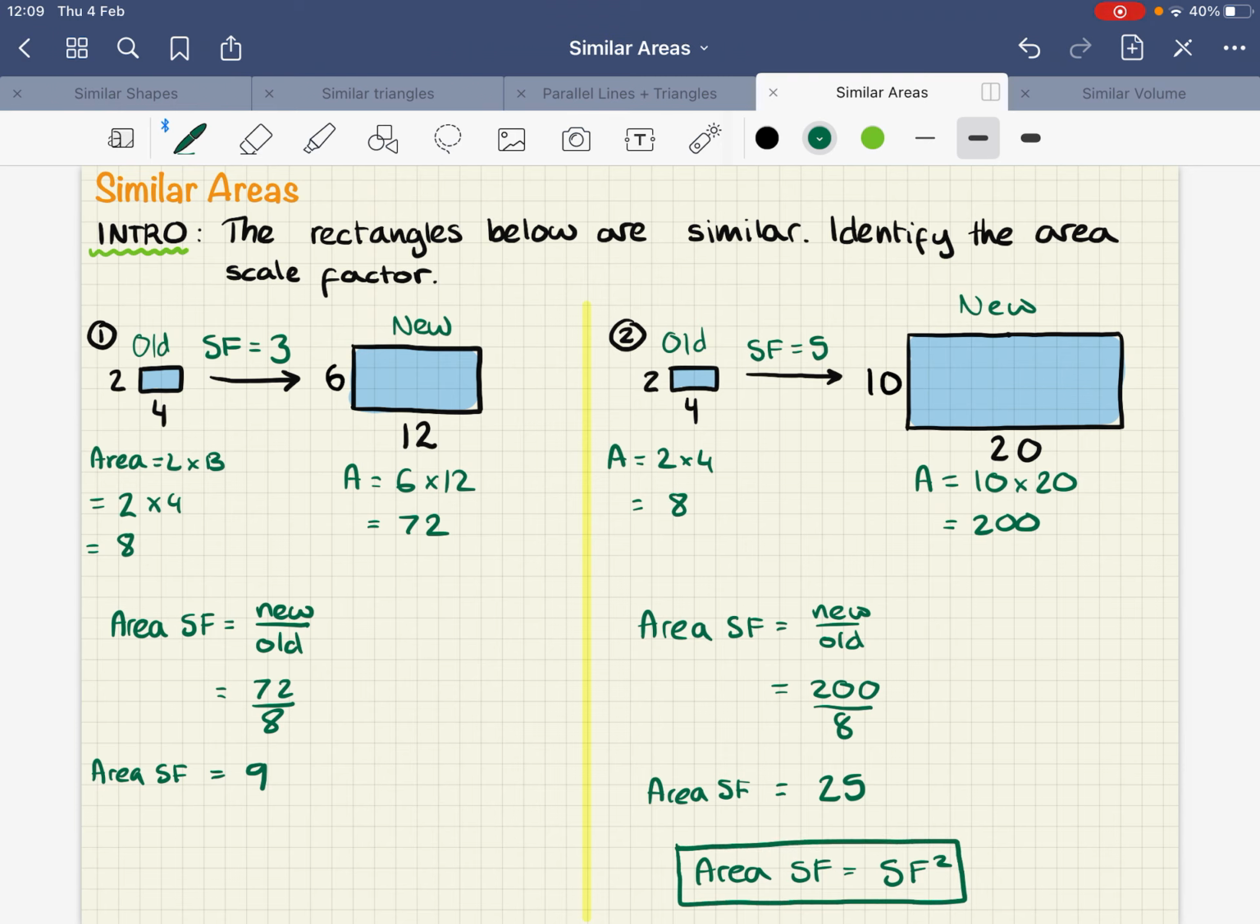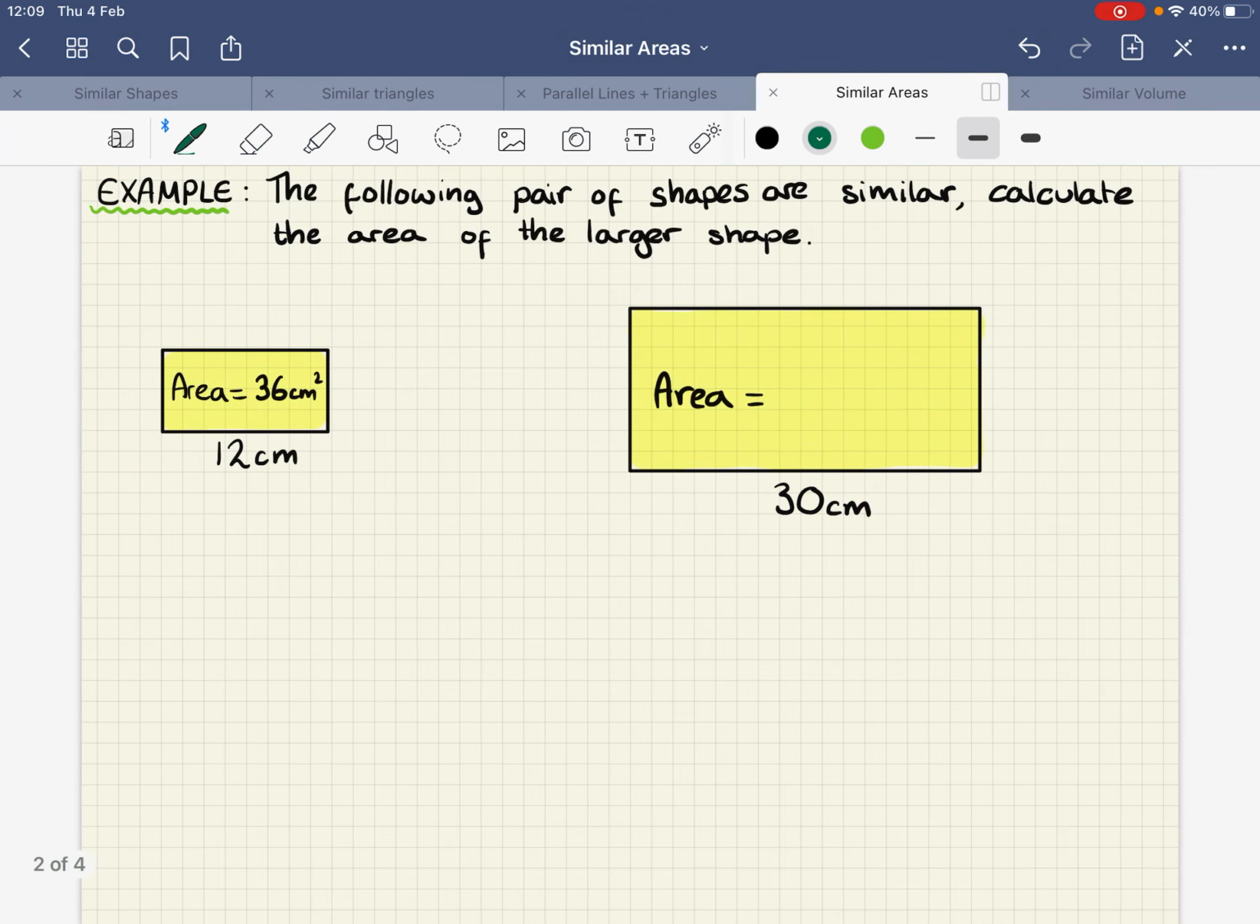So I've got 3 different types of questions that can be asked on this idea. So let's just get straight to it. So the first one is one of the more straightforward ones. The following pair of shapes are similar. Calculate the area of the larger shape. So I don't know the area for this one, so that's my new and that's my old. So the first thing I need to do is I need to find my linear scale factor because I don't have any information about the area one yet.